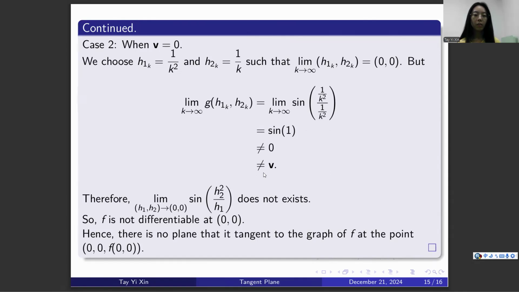So f is not differentiable at (0, 0), and hence there is no plane that is tangent to the graph of f at the point (0, 0). So that's all for this example.